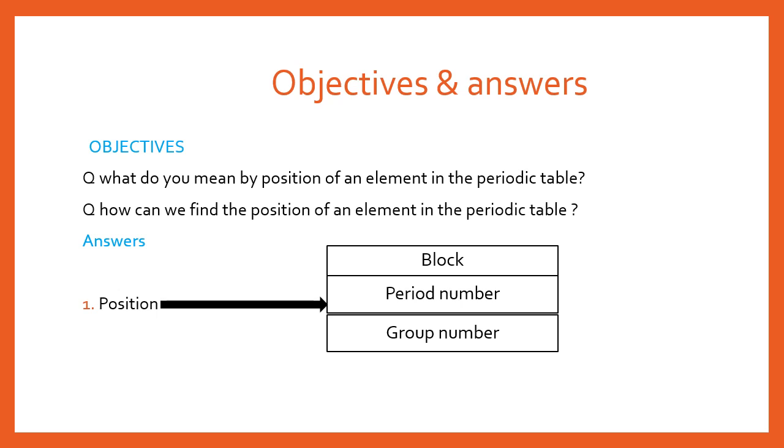I will remind you here that there are four blocks in the periodic table. One is S block, other is P block, third is D block, and fourth is F block. The answer of the second objective is that we can find out these three things, that are the block, period number, and group number, by using the concept of electronic configuration.